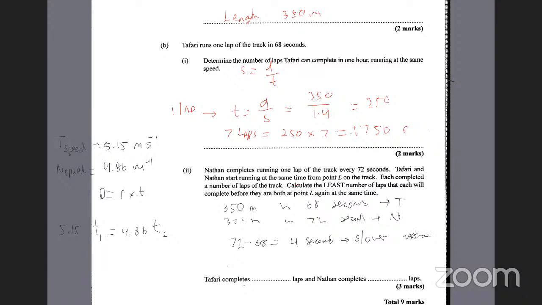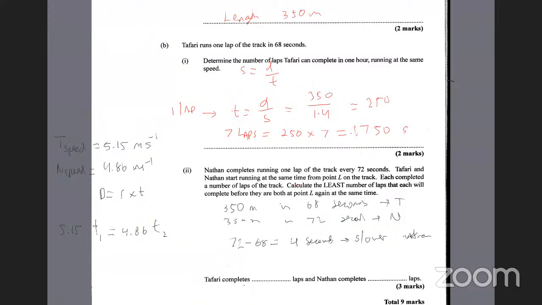All right, so we just see in here that Nathan is 4 seconds slower. So every time we complete one, it'll be 4 seconds behind. Yeah, it's a little tricky, but I'll try to set up 2 equations there. So Nathan is 4 seconds behind, right?